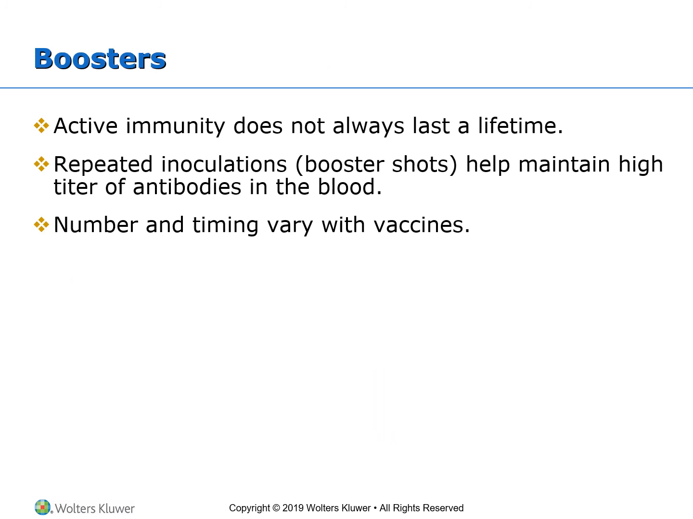Boosters. In many cases, the active immunity that is acquired by artificial and sometimes even in natural cases will not last a lifetime. And over time, as you've seen in that graph, the circulating antibodies may decline. In order to maintain as high a titer of antibodies in the blood as possible, we need to repeat the inoculation, and those are called booster shots.